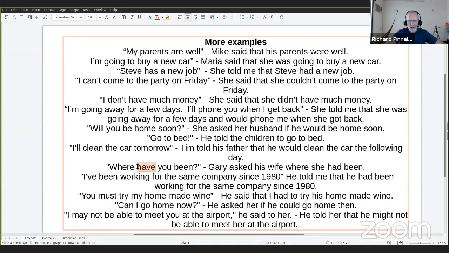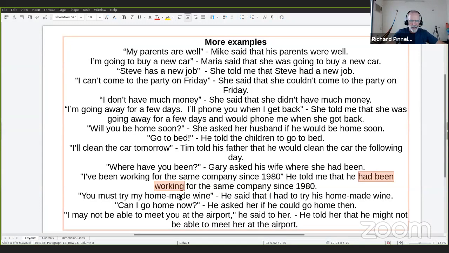Where have you been? Gary asked his wife where she had been. I've been working for the same company since 1980. He told me that he had been working for the same company since 1980. Here we have the present perfect continuous in the direct speech, and in the reported speech, we need to use the past perfect continuous.